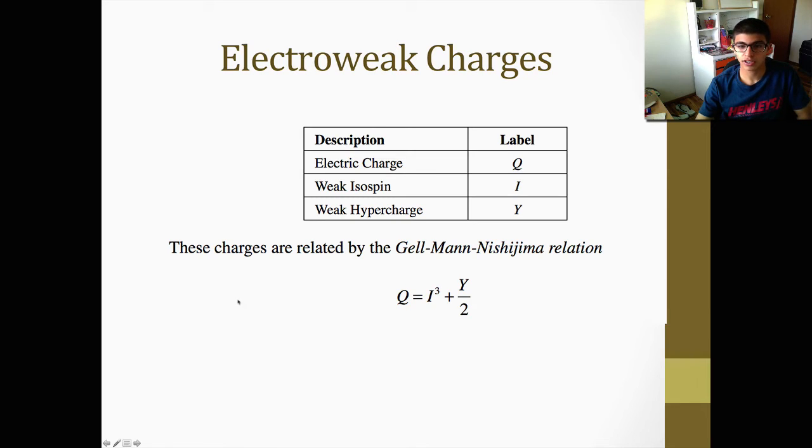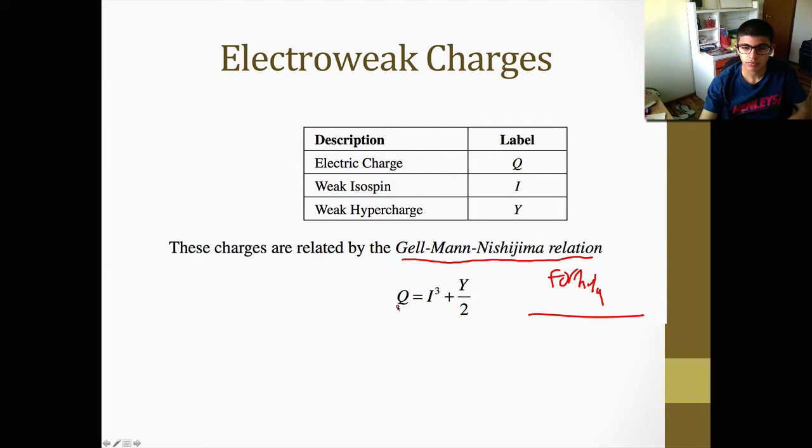So now I want to move on to the charges of the electroweak theory. We're all familiar with electric charge. We can represent this as Q. Weak isospin is not very familiar. Isospin, or isotopic charge as it was originally known, basically distinguishes particles that are very similar to each other, for example neutrons and protons. Isospin is sort of like a rotation in a fictional space. And we also have weak hypercharge. All of these charges relate to each other through the Gell-Mann-Nishijima relation, or the Gell-Mann-Nishijima formula.